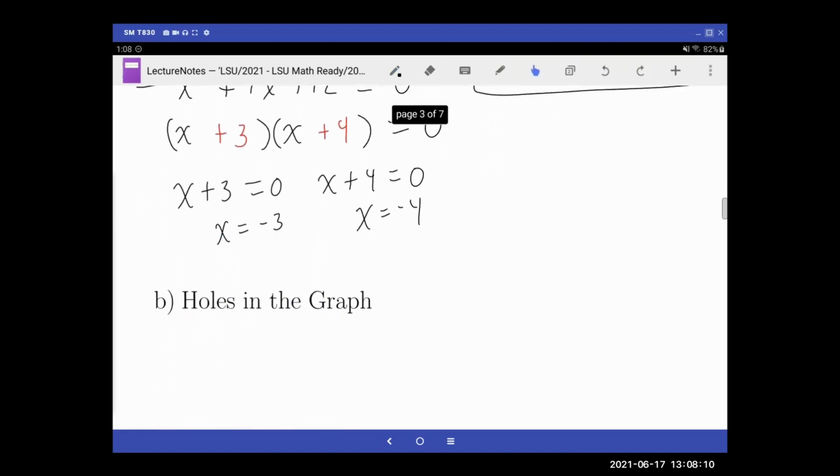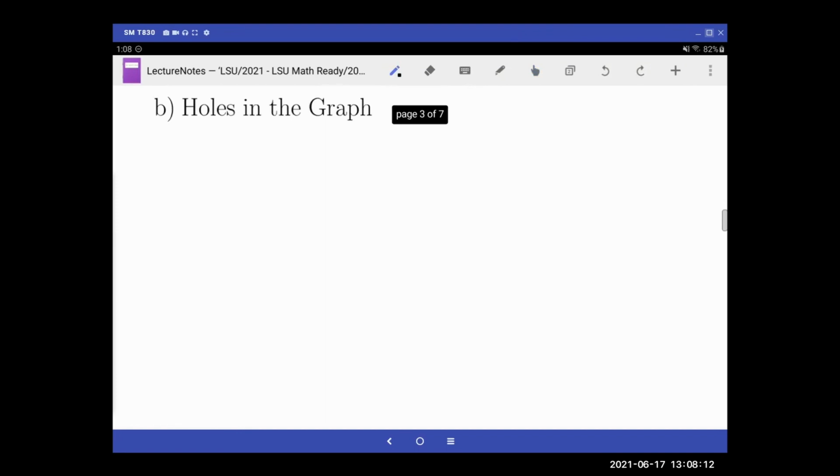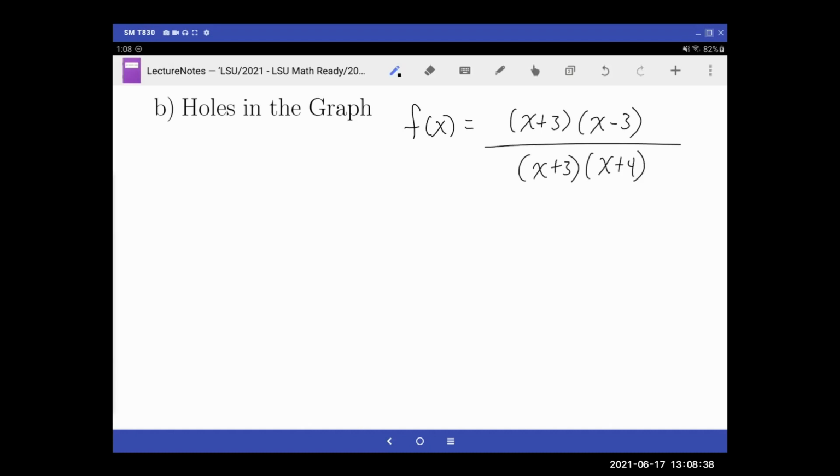Okay, so there's a difference. A hole in the domain means you're looking at just the x-axis, the number line, looking for values that you cannot plug in. A hole in the graph is the point that comes from, well, you'll see, an undefined point. So let's say we have our function, which we just factored as x plus 3, x minus 3, over x plus 3, x plus 4. Now you probably notice that you can scratch out that x plus 3.